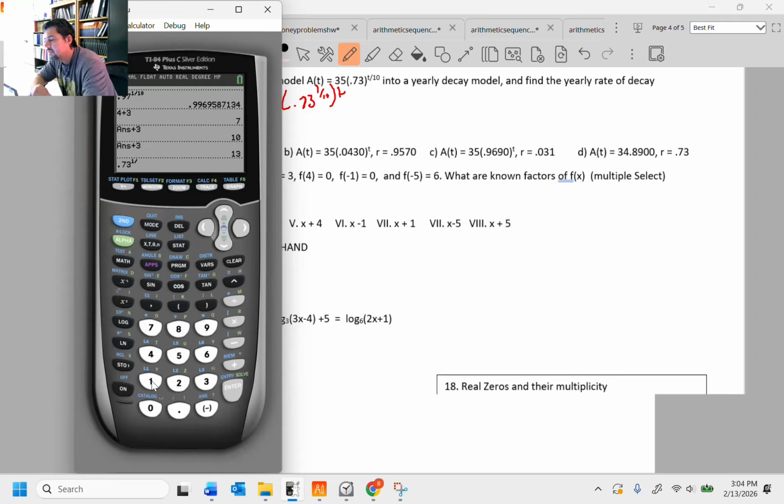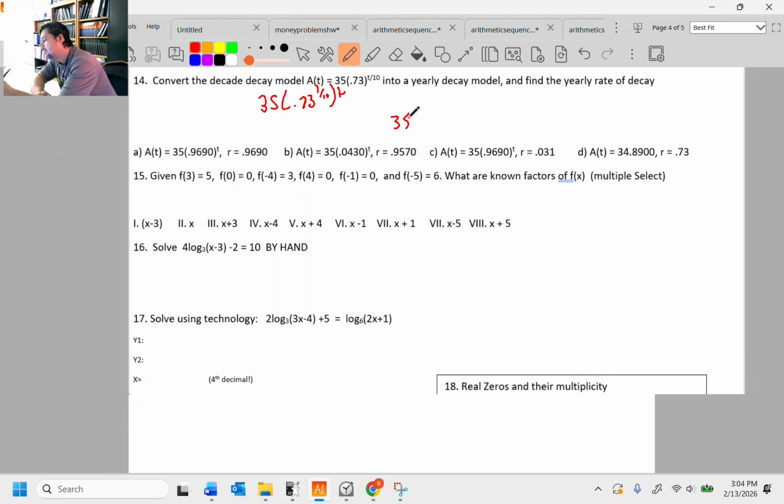You raise that to the 1/10 power. This is what you got. You got a 35 times 0.9690. And now it has an exponent of t. Everything else is gone. B and D gone. It's choice between A and C. And this is something that has just been beat to death. This lines up with 1 minus the ratio. So 1 minus 0.9690 cannot be 0.9690. This is literally 1 minus r. r is not 0.9690. r is 0.031.